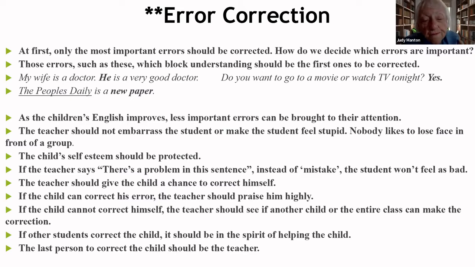If the teacher says, there is a problem in this sentence, instead of mistake, the student won't feel as bad. The teacher should give the child a chance to correct himself. If the child can correct his error, the teacher should praise him highly. If the child cannot correct himself, the teacher should see if another child or the entire class can make the correction. If other students correct the child, it should be in the spirit of helping the child. Then the last one to correct would be the teacher.